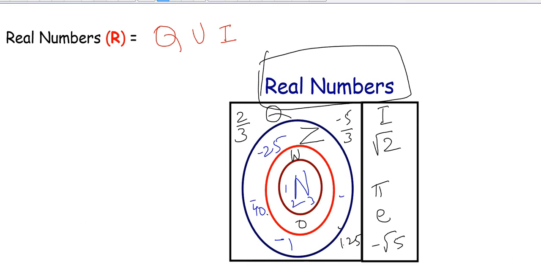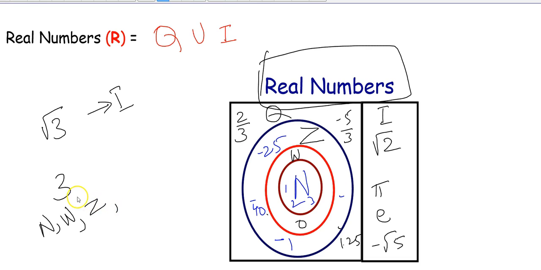Now let us take one quick example. Tell me, what is square root of 3? Square root of 3 is an irrational number. But if it is only 3, this 3, I can call it a natural number. It is a whole number. It is an integer. And also, it is a rational number because 3 can be written as 3 over 1. Right? So, 3 is satisfying all these conditions. It can be considered as a natural number or a whole number or integer or a rational number.